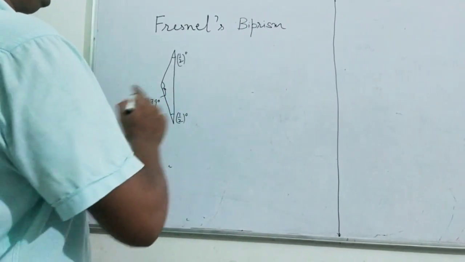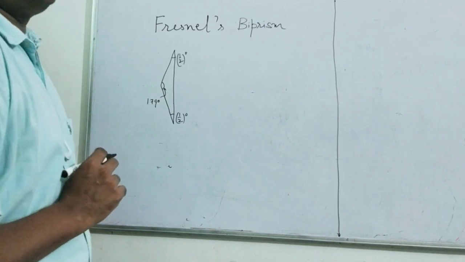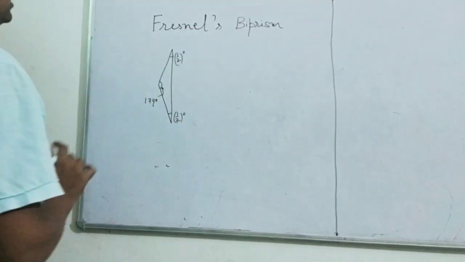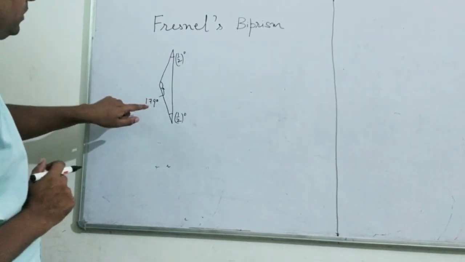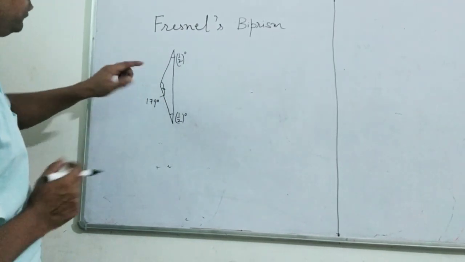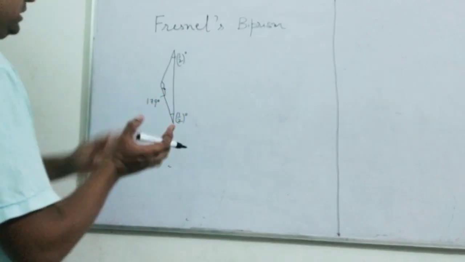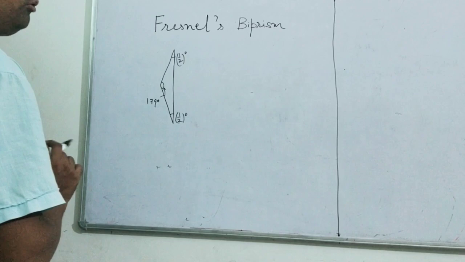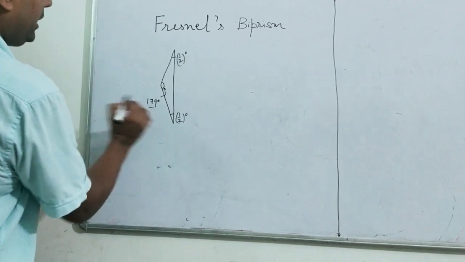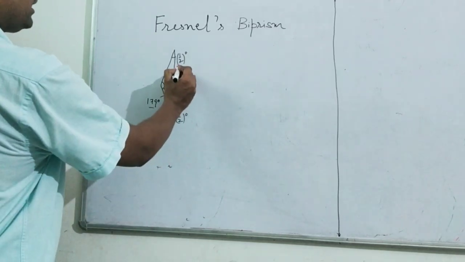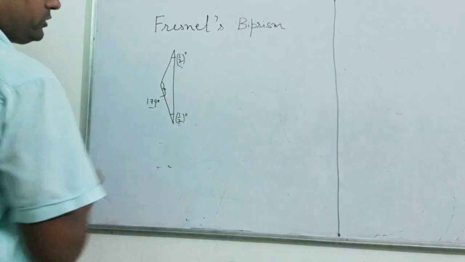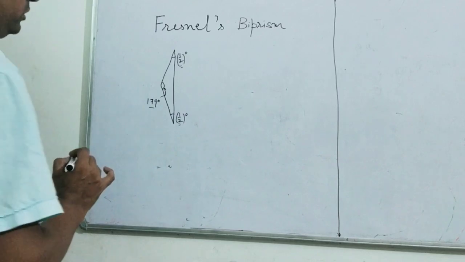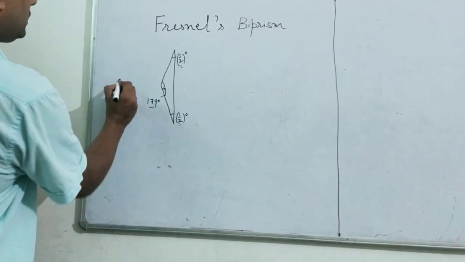Fresnel biprism is an example of interference due to division of wavefront. As the name suggests, Fresnel biprism should consist of two prisms joined base to base, but practically it is made as a single prism whose obtuse angle is 179 degrees and two acute angles are half a degree each. It is used to produce two coherent sources. Let us see how it works.